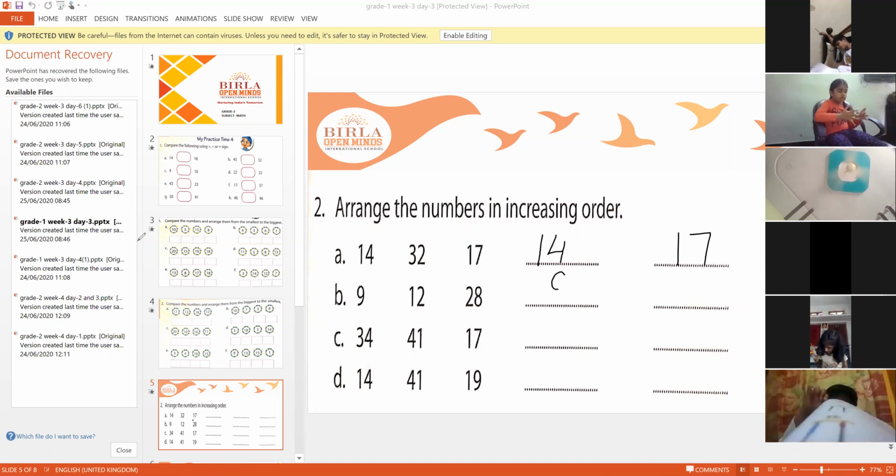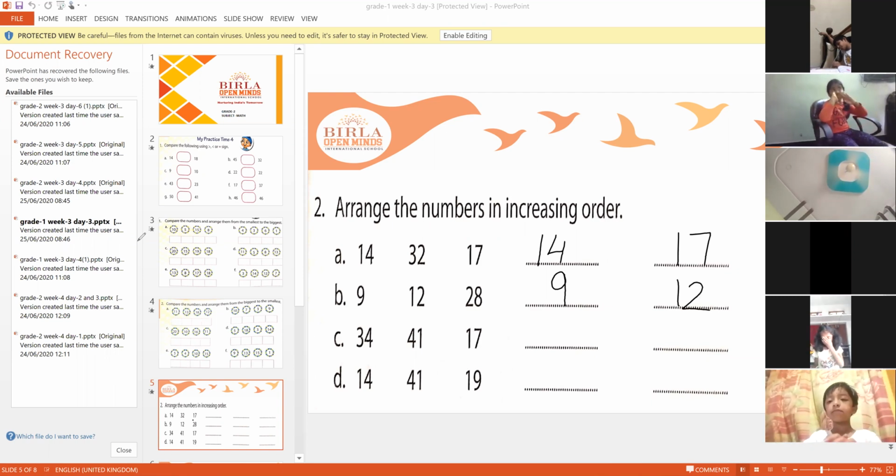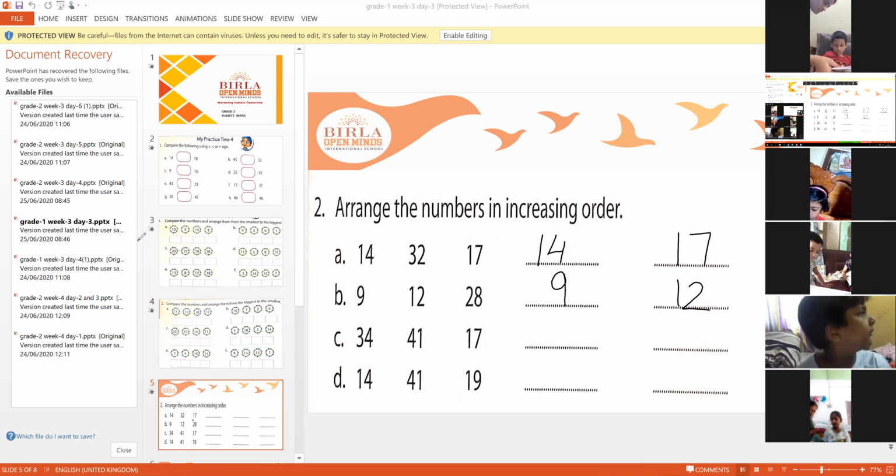After 9? 12. Very good. After 12? 28. 28. Very good, Suryansh. Very good.